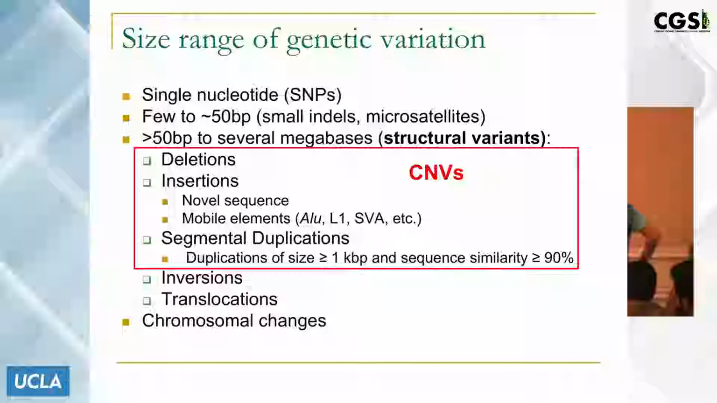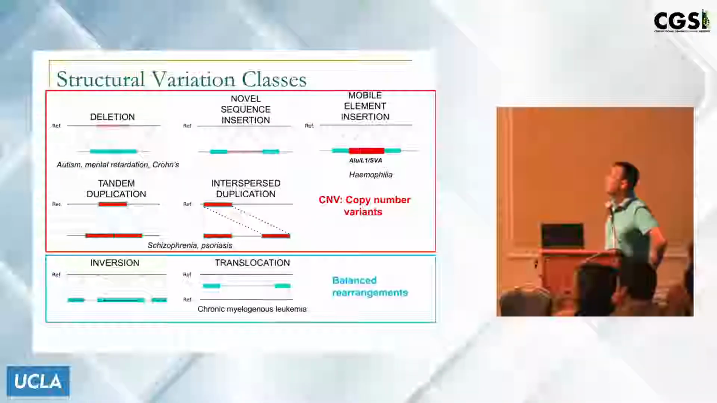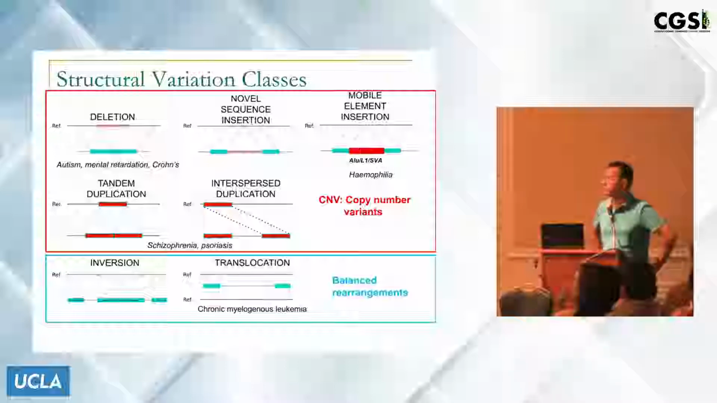So collectively, the deletions, insertions, and duplications are also called CNVs, which stands for copy number variation, because they change the amount of the DNA content. So basically, these are the structural variation classes. These are the most commonly known structural variation classes, where again, some portion of the DNA is deleted from the sample, so that pink part is deleted from the sample.